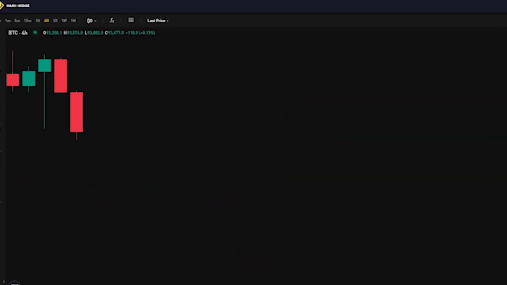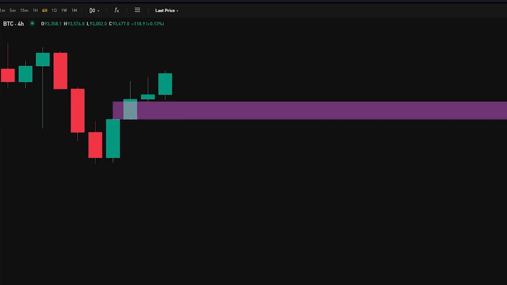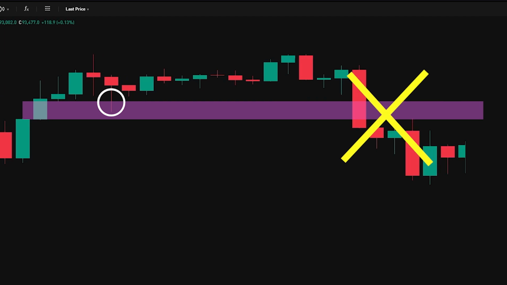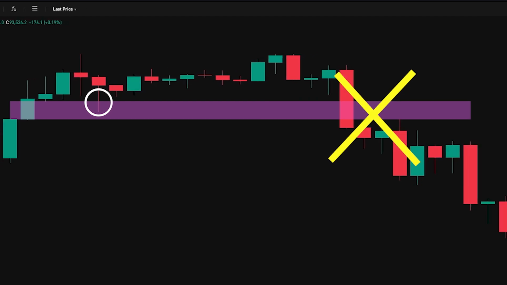The second sign is that the block must be untouched. If the price has touched this area even once, even with a thin wick, the block is no longer valid. The internal orders have been absorbed, and there is no second signal.